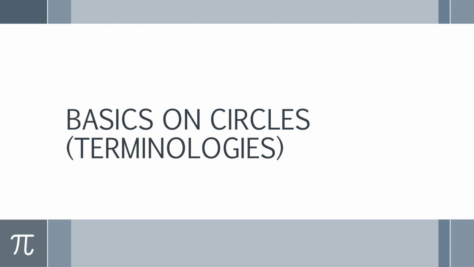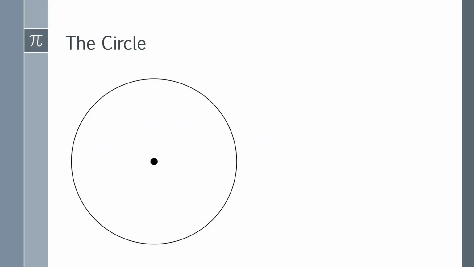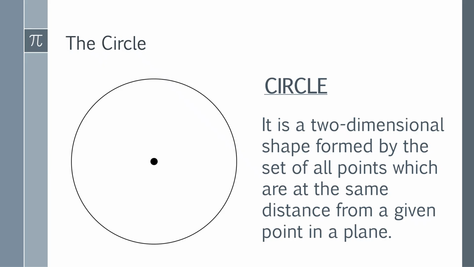Here are the basics on circles, or the terminologies on circles. Here's the figure on your left side of the screen. This is known as the circle. Let us define what is circle. This is a two-dimensional shape formed by the set of all points which are at the same distance from a given point on a plane.